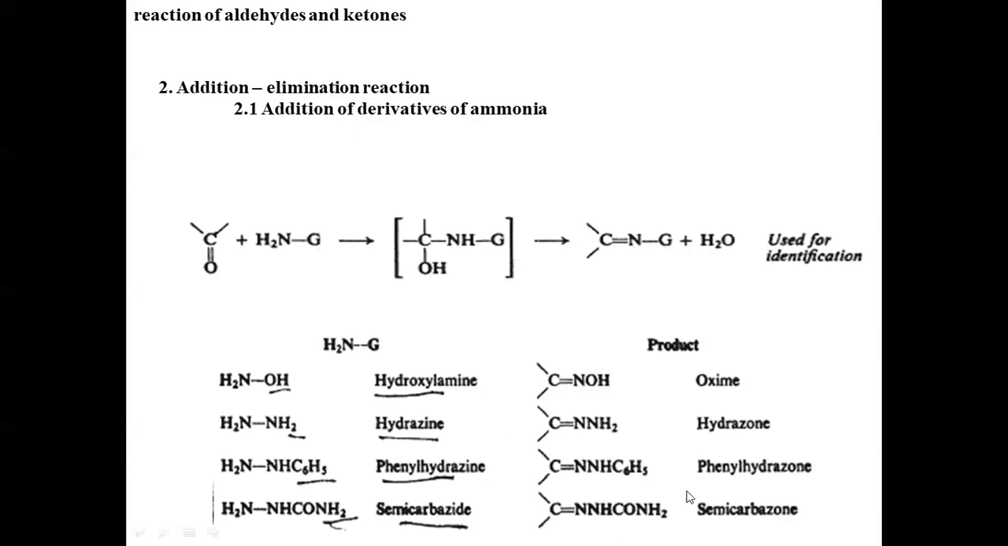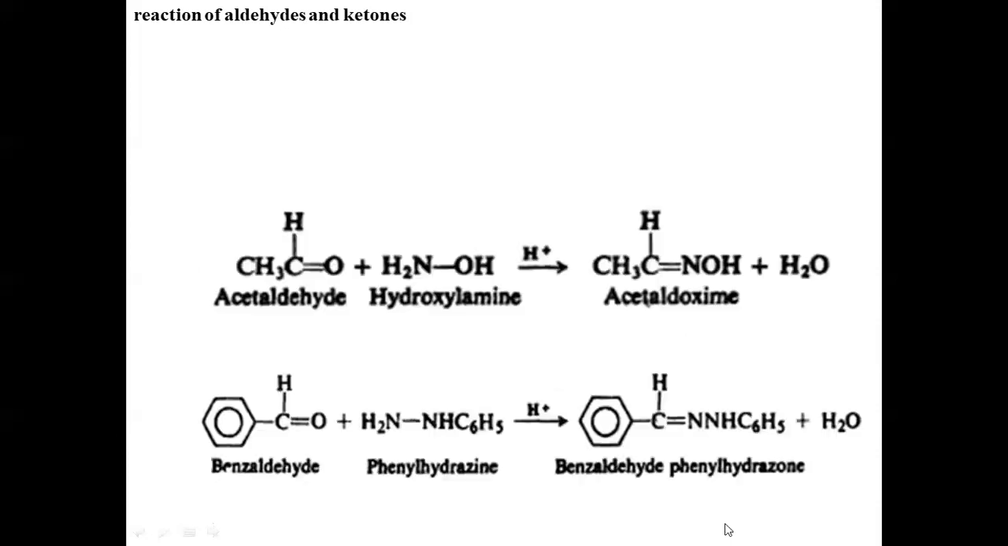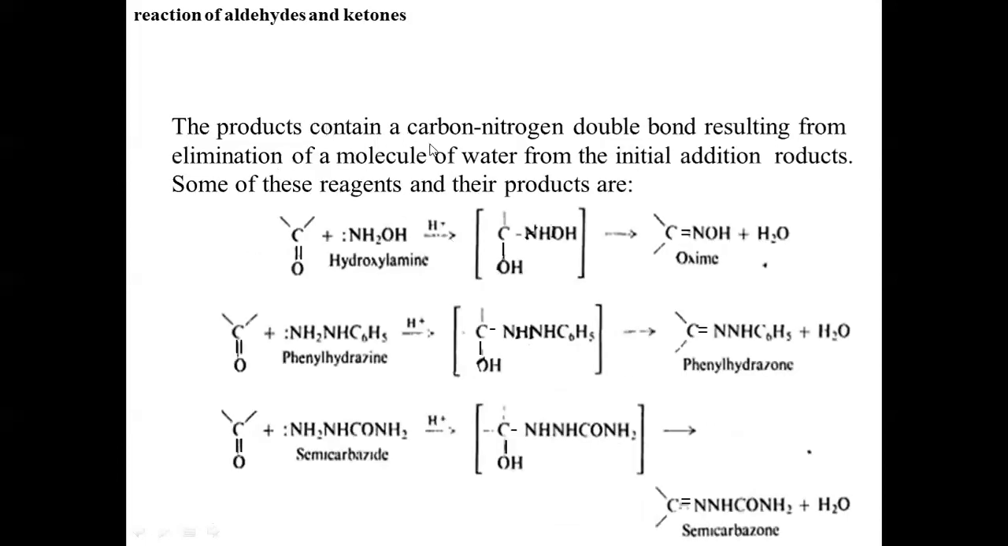And here the products we get are: hydroxylamine will give oxime, hydrazine will give hydrazone, phenylhydrazine will give phenylhydrazone, semicarbazide will give semicarbazone. These are certain examples with aliphatic and aromatic aldehydes. How do they react and give the respective products? The product contains a carbon nitrogen double bond resulting from elimination of a molecule of water from the initial addition product. Here I have put forward some examples of reactions of these derivatives of ammonia with the carbonyl group.